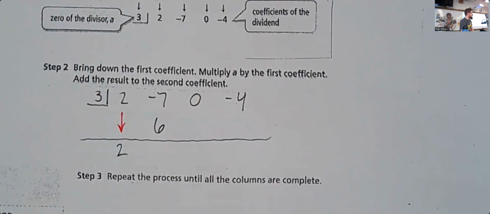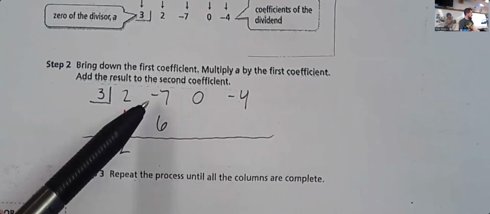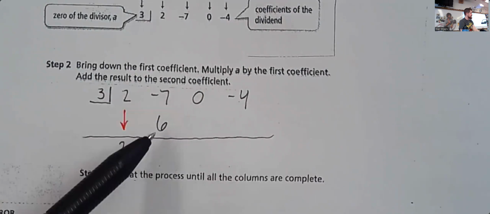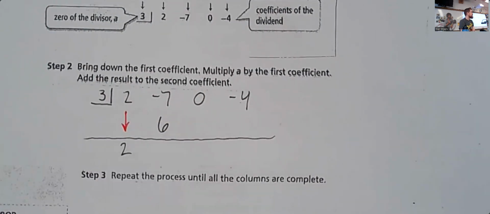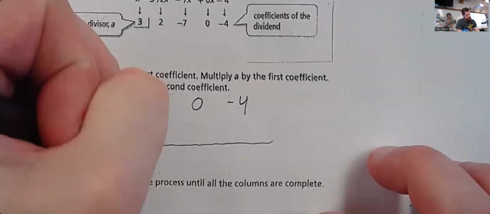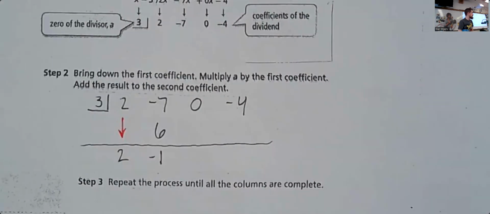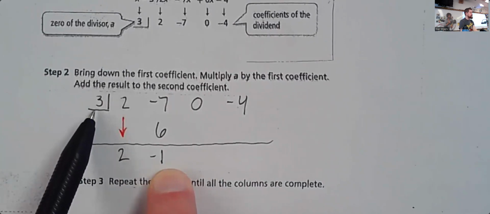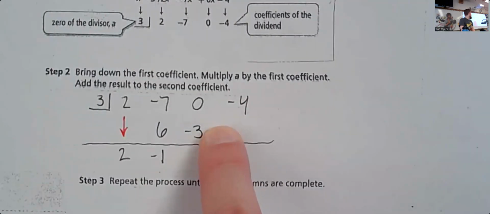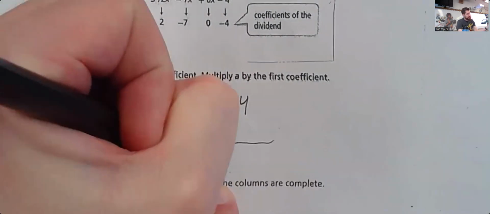Add the result, 6, to the second coefficient, -7. So we're going to be adding these. What is -7 plus 6? -1. Repeat the process. Take this value, multiply by 3. What do you get? -3. 0 plus -3. What does that equal? -3.